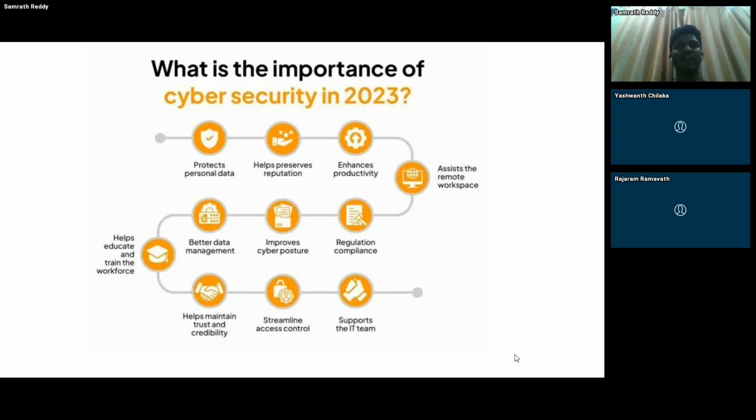If data is used in the wrong hands, we can't predict what can happen. So protecting personal data is the first and most important priority of cybersecurity. Next comes helping to preserve reputation.